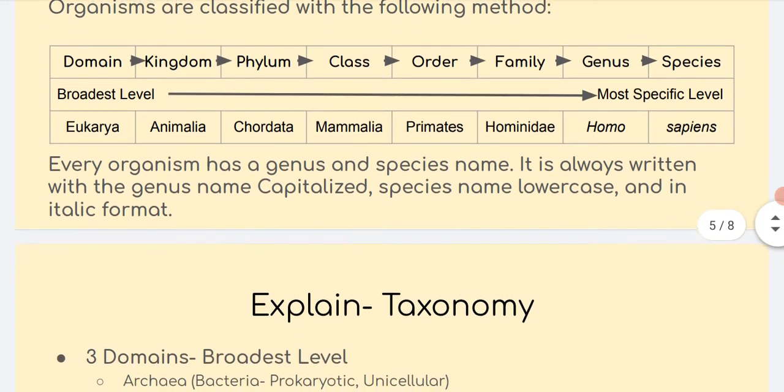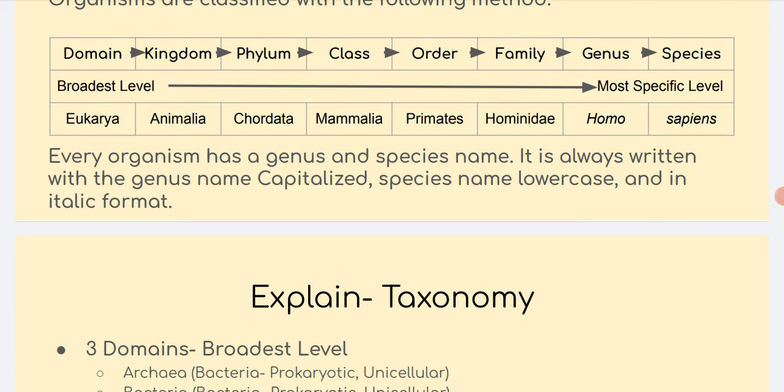species. For example, for humans, us, we start at the broadest level in the domain Eukarya, move to the kingdom Animalia, the phylum Chordata, the class Mammalia, the order Primates, the family Hominae, and the genus Homo, and species Sapiens, making us Homo sapiens. Every organism has a genus and species name. It is always written with the genus name capitalized and the species name lowercase, and usually in italics.